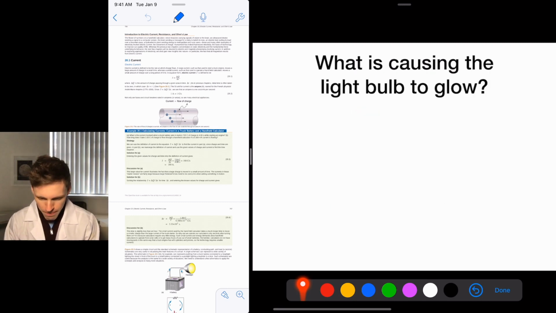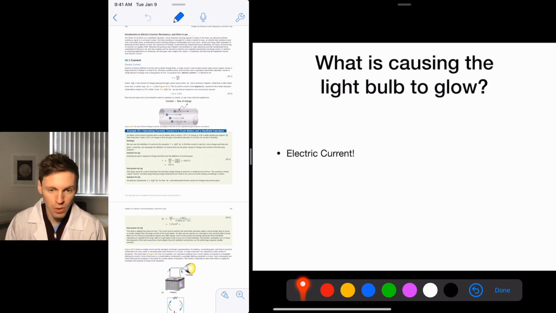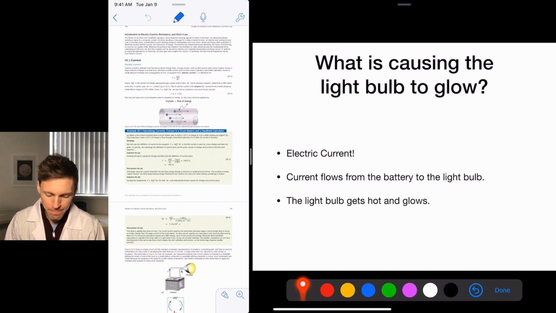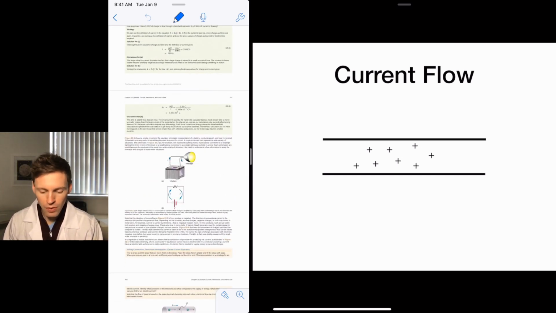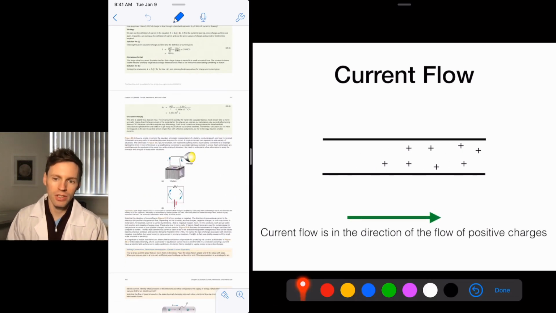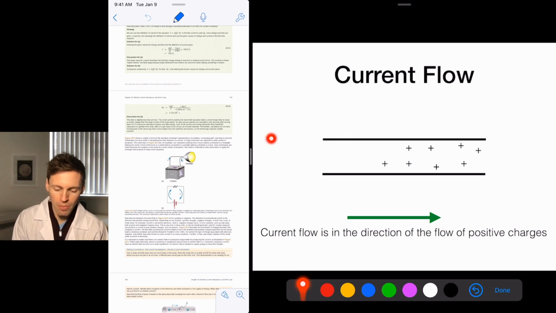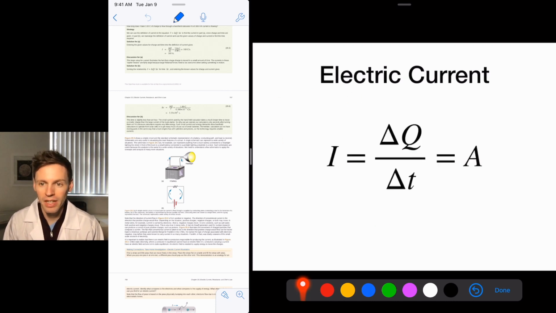This is pretty exciting. What is causing the light bulb to glow here? That's the electric current flowing through a resistive element. The element heats up, and that heat glows when it gets hot. Okay, so what is current flow? Current flow is the motion of charges. It's in the direction of positive flow. So these positive charges, we imagine them flowing this way. That's the direction of current from the plus side of a terminal through the negative side of a terminal.